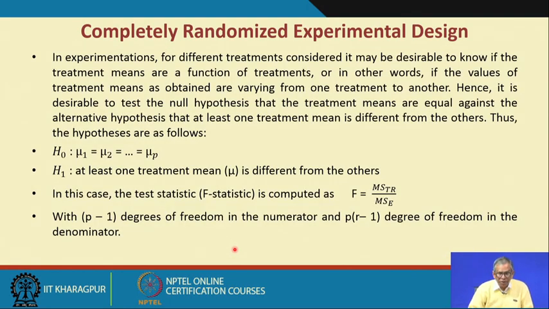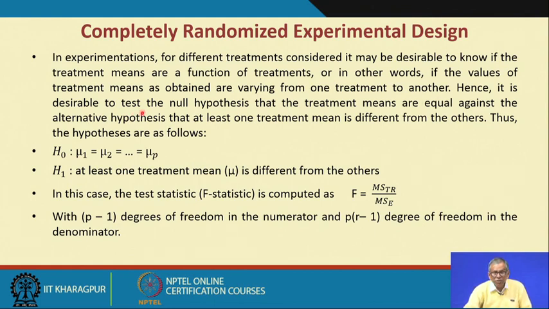So, in experimentation, for the different treatments considered, it may be desirable to know if the treatment means are a function of treatments, or in other words, if the values of the treatment means as obtained vary from one treatment to another. So, the variations are to be traced essentially.